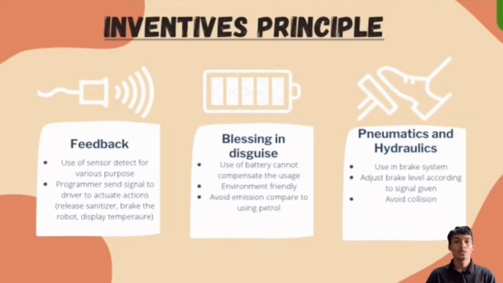Next, we are going on to the inventive principle. First of all, for the feedback inventive principle, it uses the sensor to detect for various purposes, allowing the programmer to send a signal to the driver to execute actions which refer to the release of the sanitizer, break the robot, and display temperature.